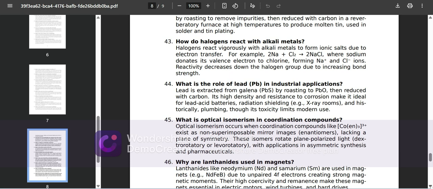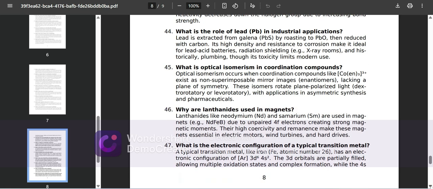How do halogens react with alkali metals? Halogens react vigorously with alkali metals to form ionic salts due to electron transfer. For example, 2Na + Cl2 = 2NaCl, where sodium donates its valence electron to chlorine, forming Na+ and Cl- ions. Reactivity decreases down the halogen group due to increasing bond strength.